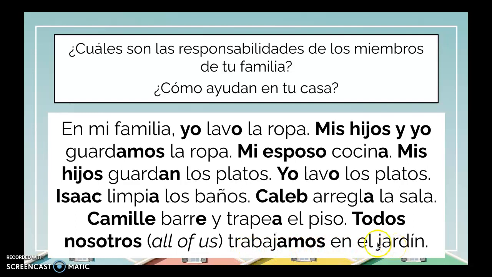And you will be expected to do a nice long paragraph also explaining what the different members of your family do. Okay, so hopefully that will help with your notes.